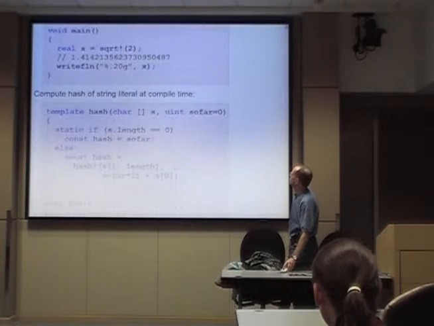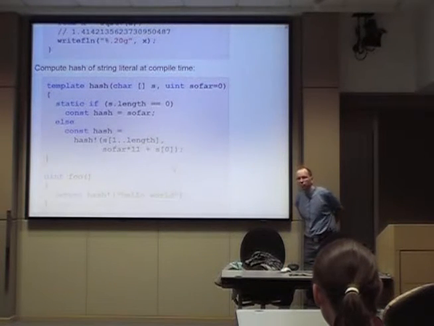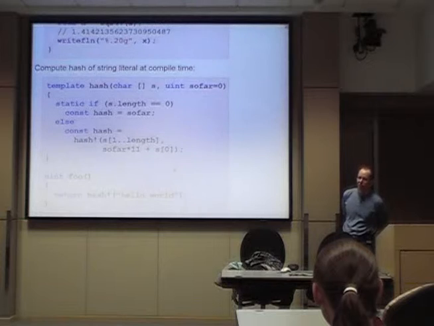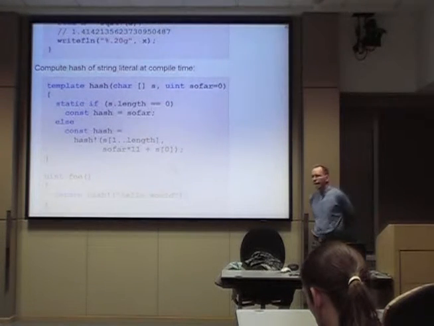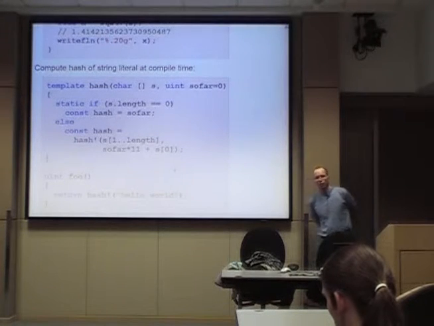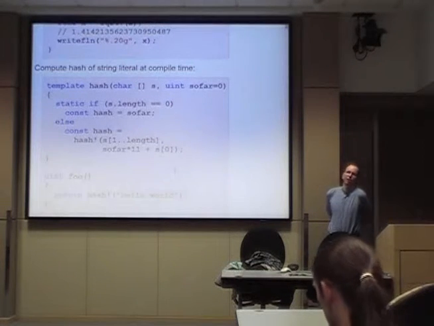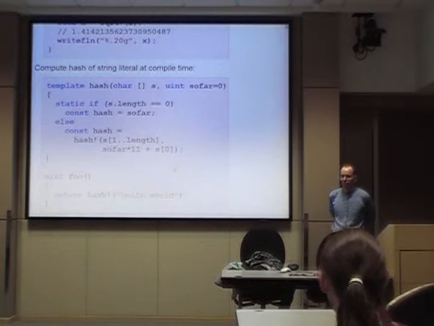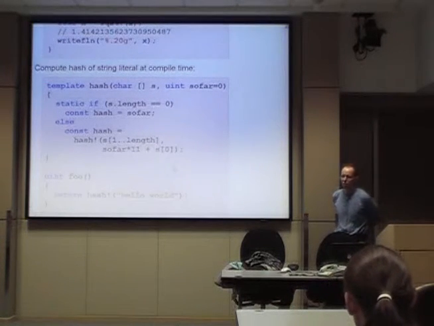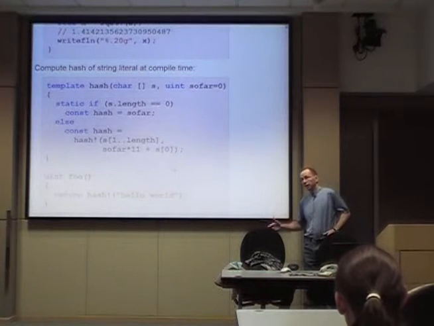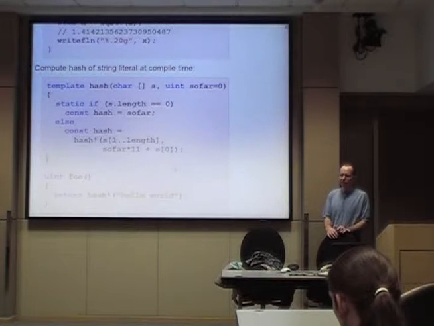Here's another lovely thing. Not only can I do floating points as template parameters, I can have string literals as template parameters, which means I can compute a hash of my string at compile time, which is handy for building my keyword symbol table, let's say in a parser. Instead of loading up the table at runtime, I can load up the table with the correctly computed hash values at compile time.